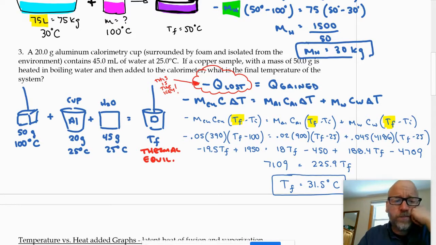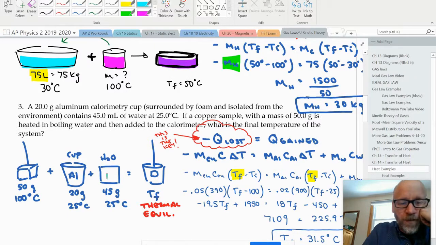This says a 20-gram aluminum calorimeter cup that's surrounded by foam and isolated from the environment contains 45 milliliters of water at 25 degrees Celsius. If a copper sample with a mass of 50 grams is heated in boiling water and then added to the calorimeter, what is the final temperature of the system? And this goes back to what I always tell you guys ad nauseum, which is draw a picture. When there's too much information all spread out, you've got to draw a picture.